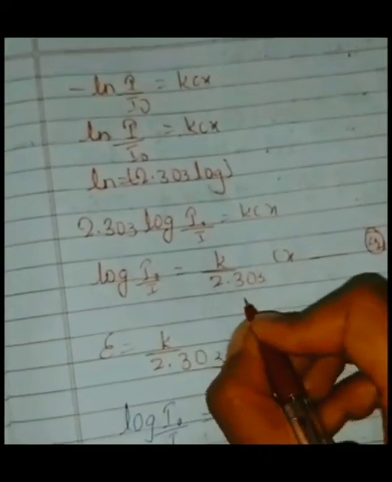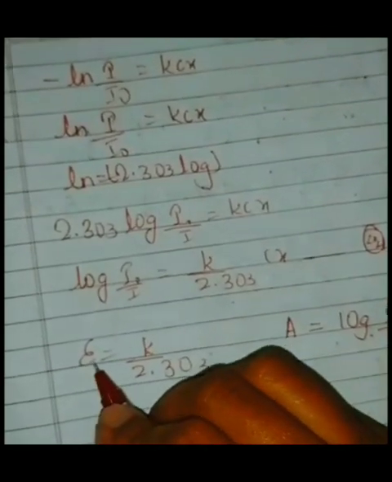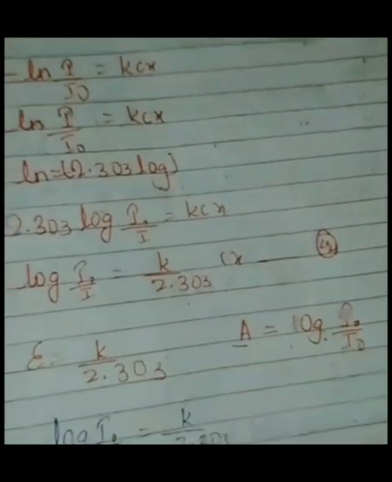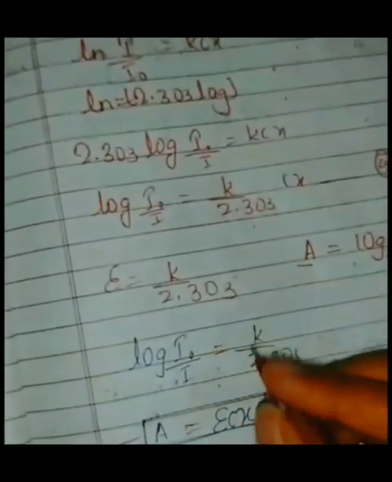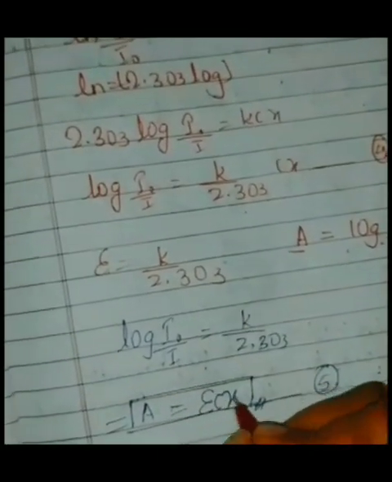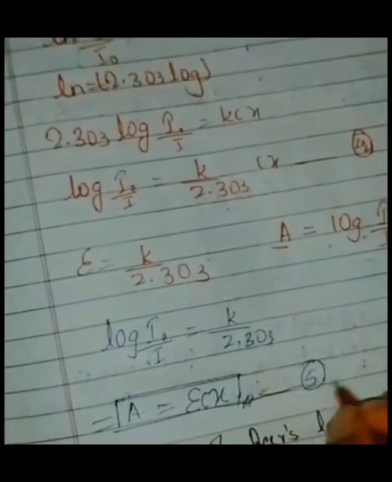Okay, k by 2.303 will be our epsilon, and log I0 by I will be our absorbance A. So let us arrange it. What will be the final equation? The final equation will be A equal to εCx.